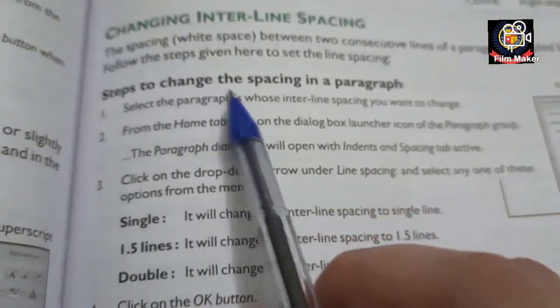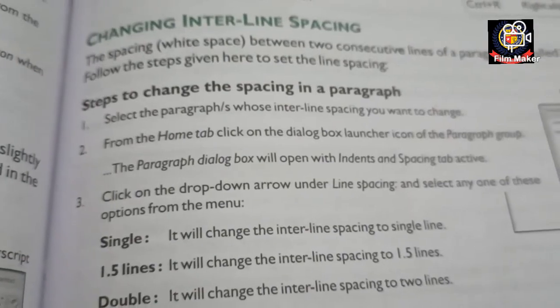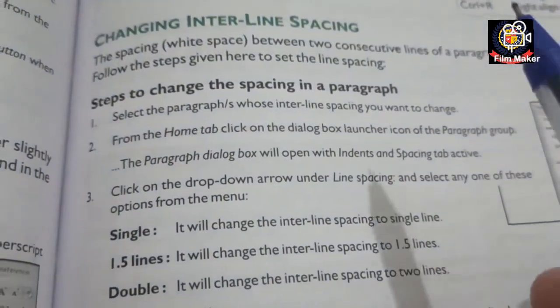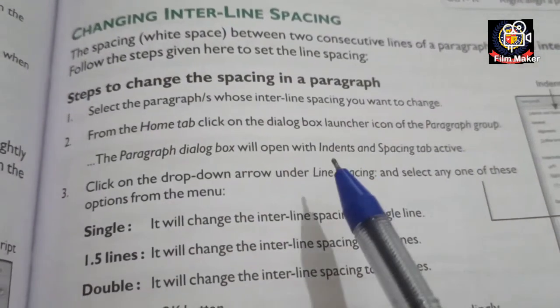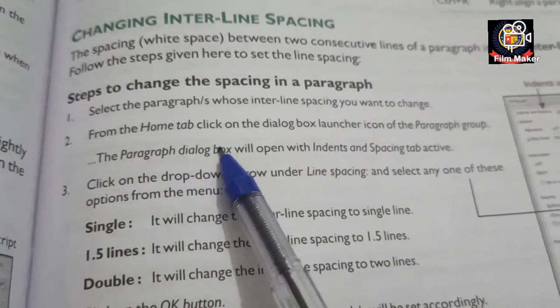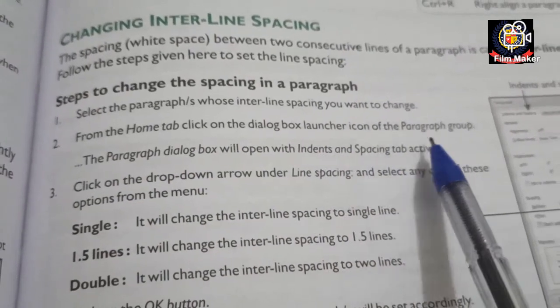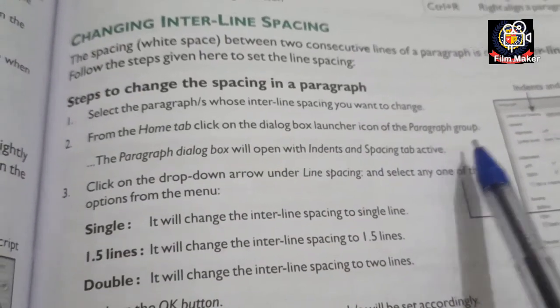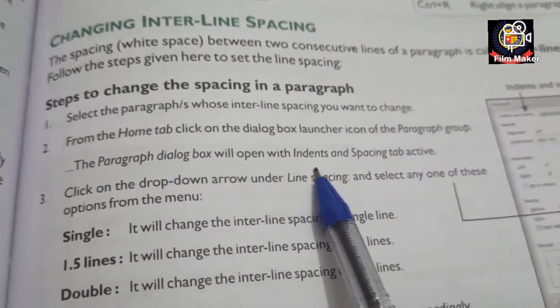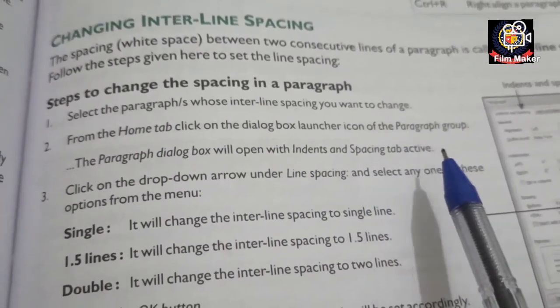Okay, so the steps to change the spacing in a paragraph: first of all, select the paragraph whose interline spacing you want to change. You just need to select the paragraph, whatever you have typed in MS Word, whose spacing you want to change. Then from the Home tab, click on the dialog box launcher icon in the Paragraph group. In the Paragraph group only, you get the option of interline spacing. The Paragraph dialog box will open with the Indents and Spacing tab active.